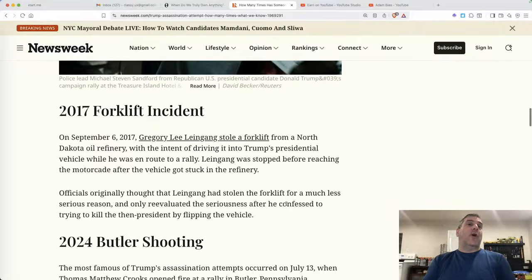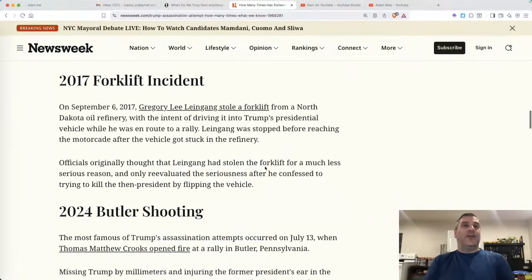And then there was another guy who stole a forklift and then had the intent of driving it into President Trump's limo when he was en route to a rally. It doesn't really say how much time in jail he got.